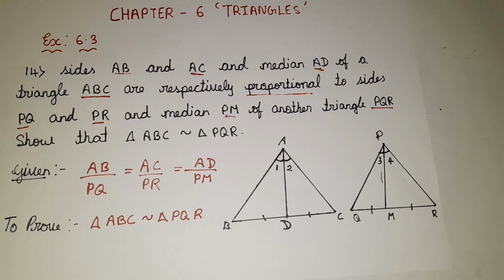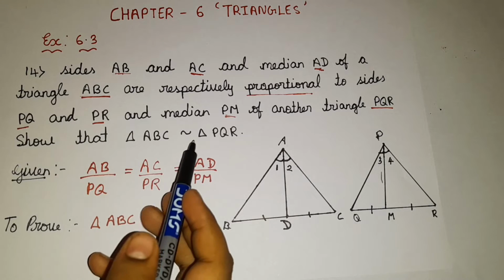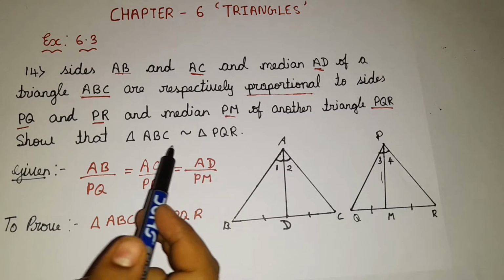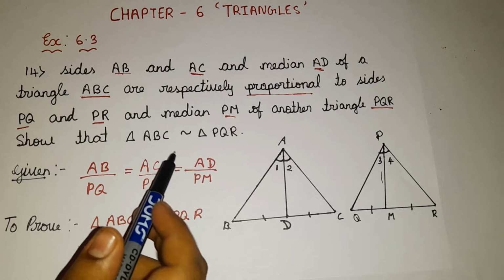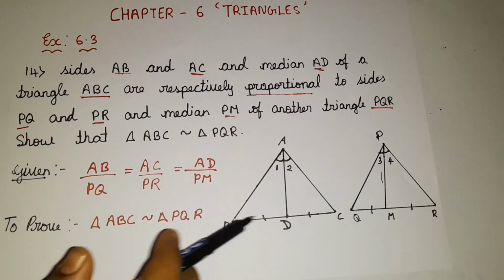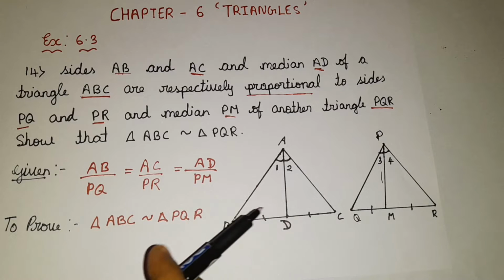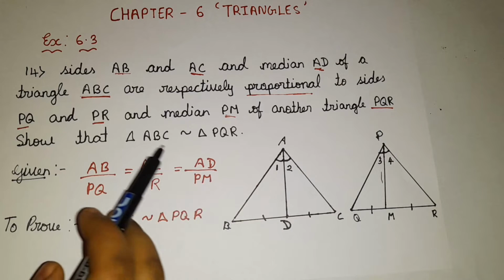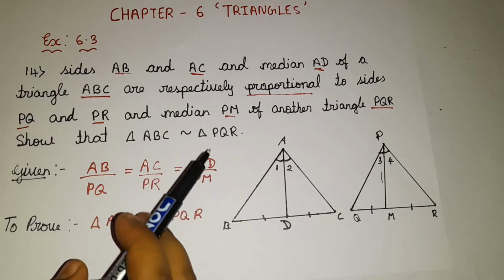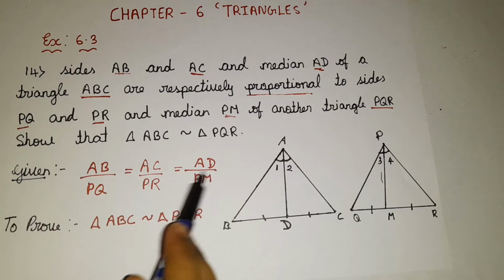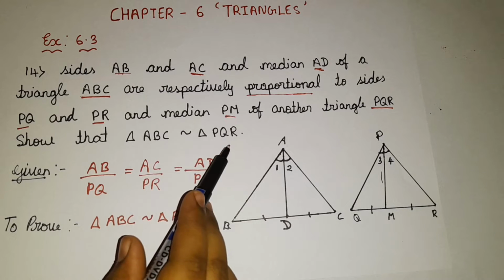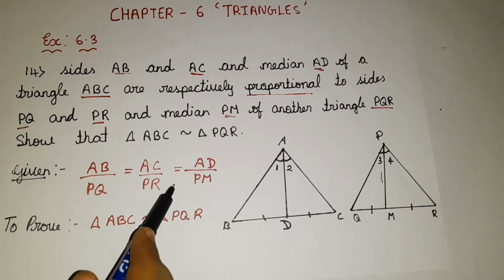So now what are we supposed to prove? We are supposed to prove that triangle ABC is similar to triangle PQR. So where is triangle ABC? Triangle ABC and triangle PQR, these are the two triangles. What information is given according to the question? These are the information. While proving they are similar, I can use this information. Am I right?